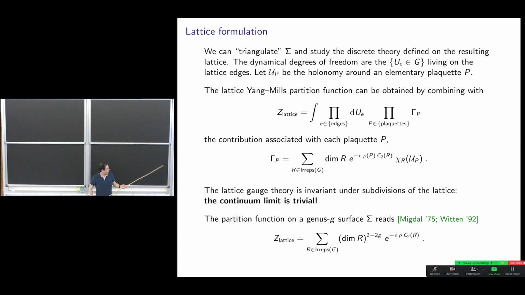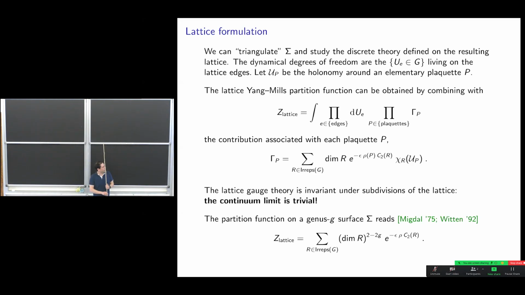And the result, by stitching together all your plaquette contributions, is something that is sensitive, again, as I said, only to the total area of your surface, which comes from summing the area of all the plaquettes, and knows about the topology only through this power here. You raise the dimension of your representation to the Euler characteristic of the surface that you're studying. So this gives a fairly combinatorial, group theoretical version of your action. So you're writing the result in a way that is combinatorial in nature.